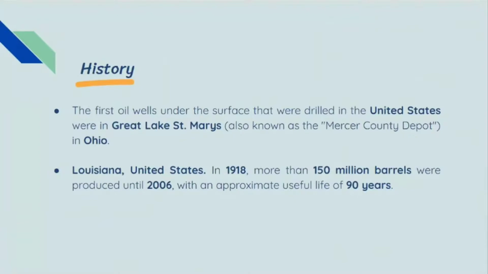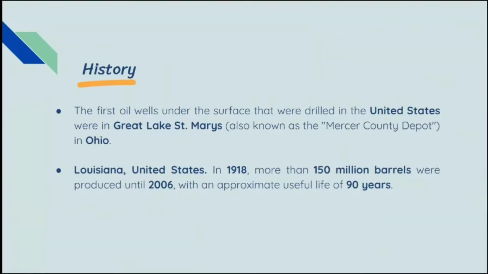Then, in Azerbaijan, around 1915 and 1916, the first natural gas wells were carried out with submerged pumps. Following this, they were drilling over the coast of the Gulf of Mexico, specifically in Louisiana, around 1903, and one was operated in 1918 with an offshore platform producing more than 150 million barrels until 2006, with a lifespan of approximately 19 years.